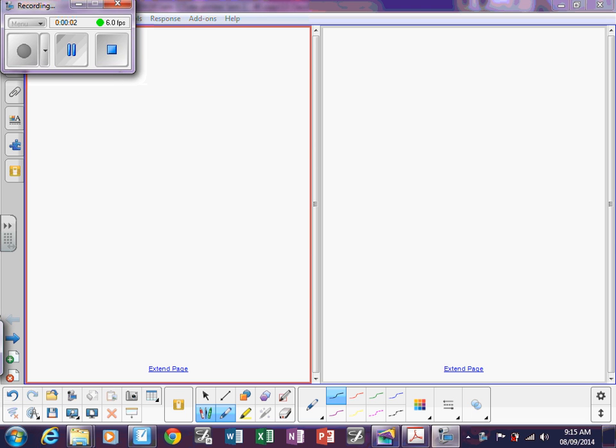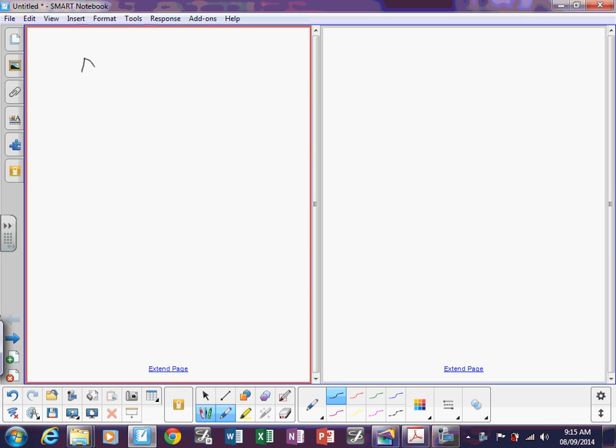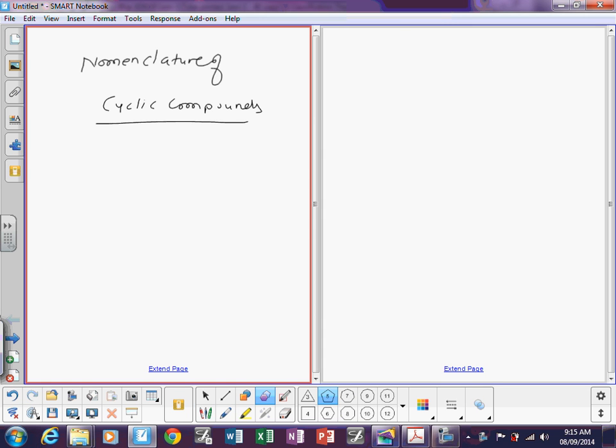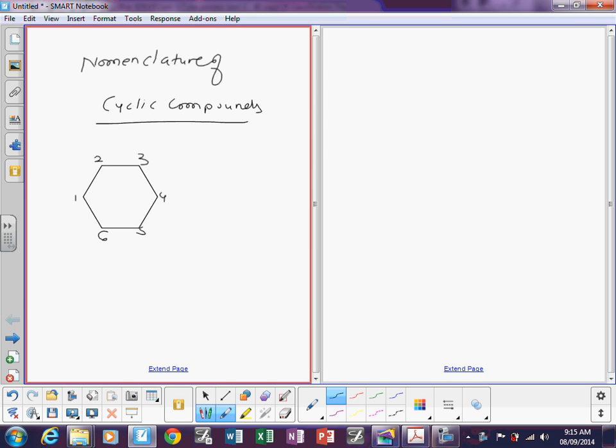And today we are going to see the nomenclature of cyclic compounds. So for an example, let's start with a very simple nomenclature. Suppose a compound has been given to you like this. Now, as we know, you just need to give the numbers 1, 2, 3, 4, 5, and 6. It is a cyclic compound, a cycloalkane rather, so we call it cyclohexane.